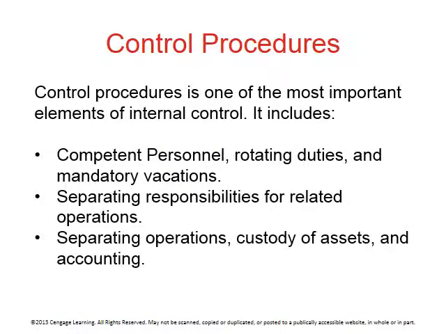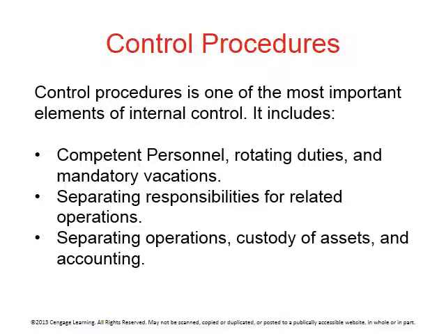So control procedures, pretty important. A few examples of that, and this goes way beyond this if you want to read about it, are competent personnel, rotating duties, and mandatory vacations. Competent personnel: if you have better people, mistakes are less likely to happen. Rotating job duties: if the same person does the same job for so long, they get too comfortable and maybe become less competent or find holes in the system. Mandatory vacations are important because you want people to have good morale. When people have bad morale, they're more likely to do bad things.